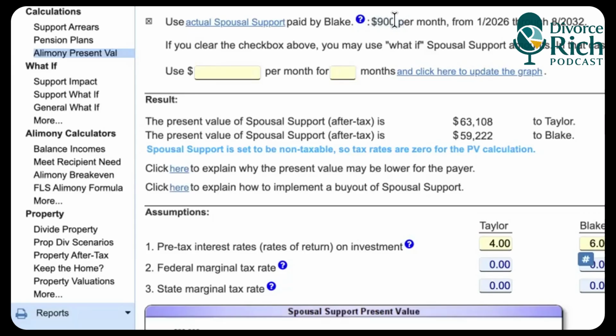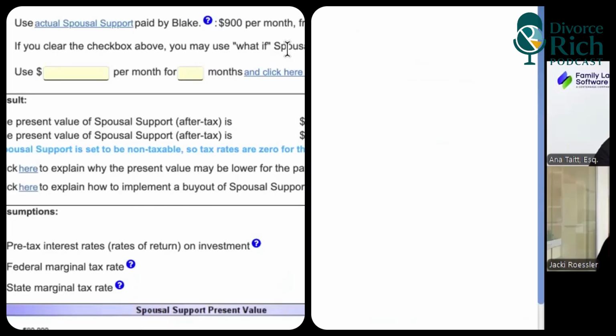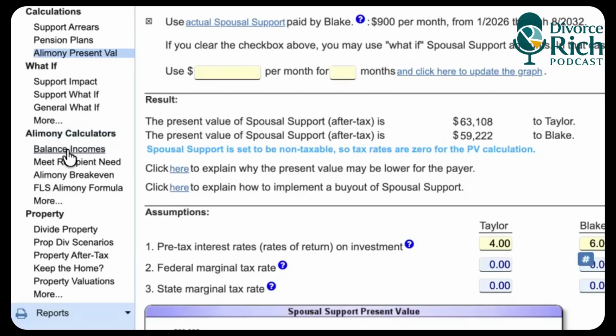So, Jackie, what other tool in family law software do you use to help you figure out what this number could or should be? I really like to use the balance incomes calculations. There is also a family law software alimony calculator built in, which we previewed on a different episode, and I like that calculator because it makes logical sense to me.